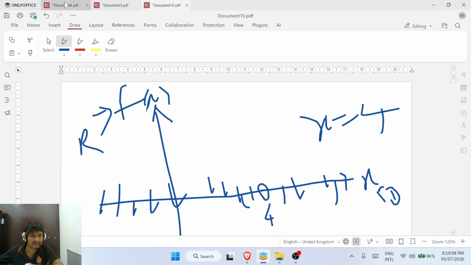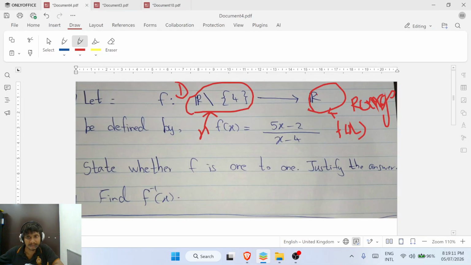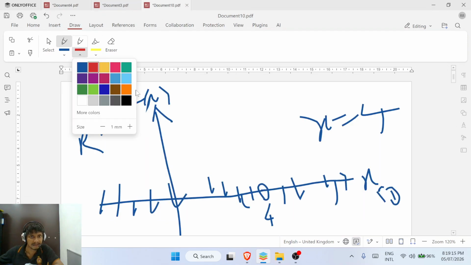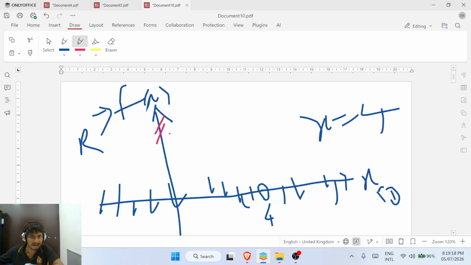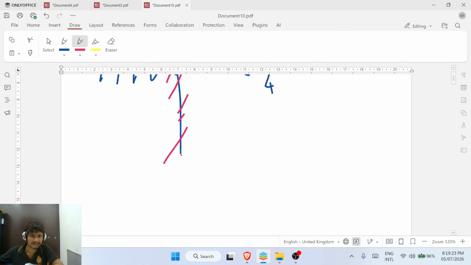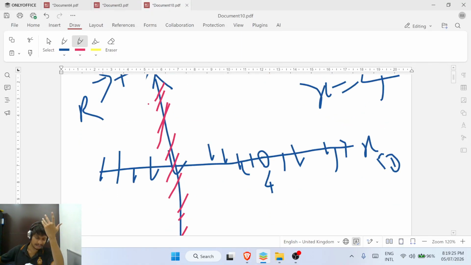But here they say that the range part is the real number set. That means f of x is a real number set. f of x can be any real number: minus 2, minus 2.2, minus 1000, minus 10,000, plus 2.2, 0, plus 8.2, plus 90,000 and 435, like that. Any value, but x is not 4. That's the meaning of this question.